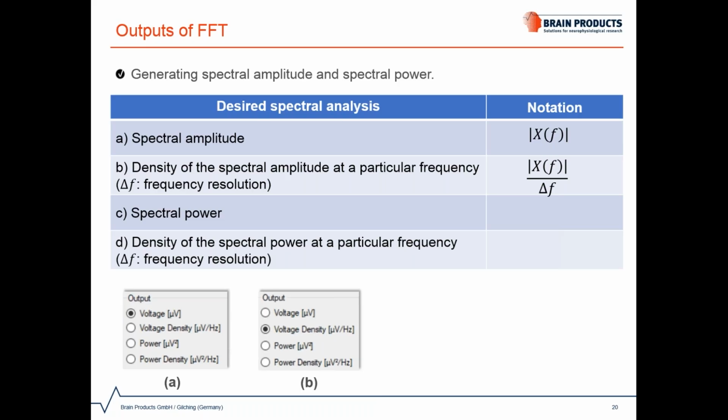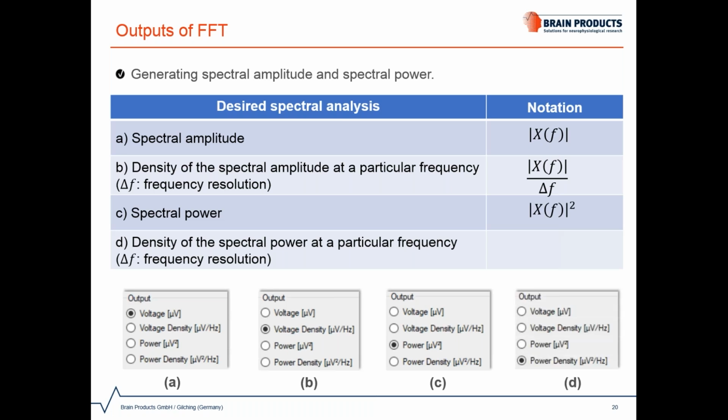Similarly, spectral power can be computed by selecting the power option, which is taking the magnitude squared of the Fourier coefficients. And in order to compute power spectral density, for example, to compare the power distribution between two different signals having different frequency resolution, you can select the power density option, which is normalizing the spectral power by the frequency resolution. But you must be asking by now, how about obtaining the Fourier coefficients?